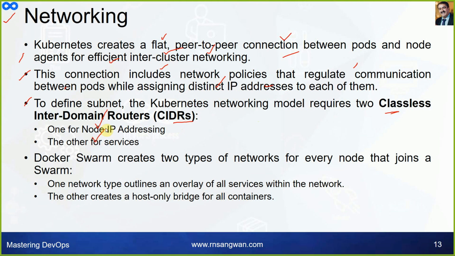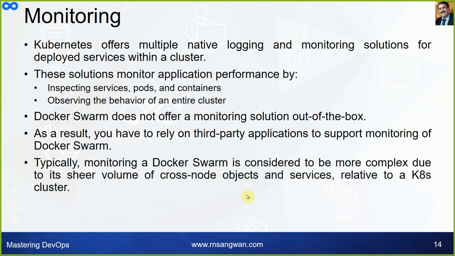for services. Whereas Docker Swarm creates two types of network for every node that joins a swarm. One network type outlines the overlay of all the services within the network, and the other creates a host-only bridge for all the containers.